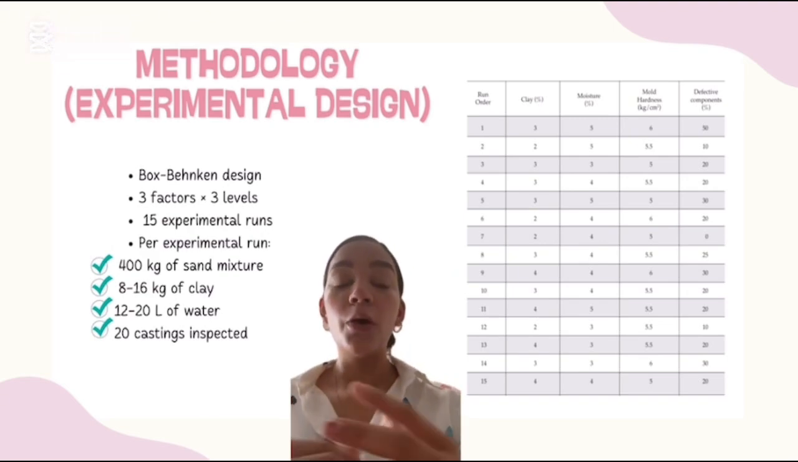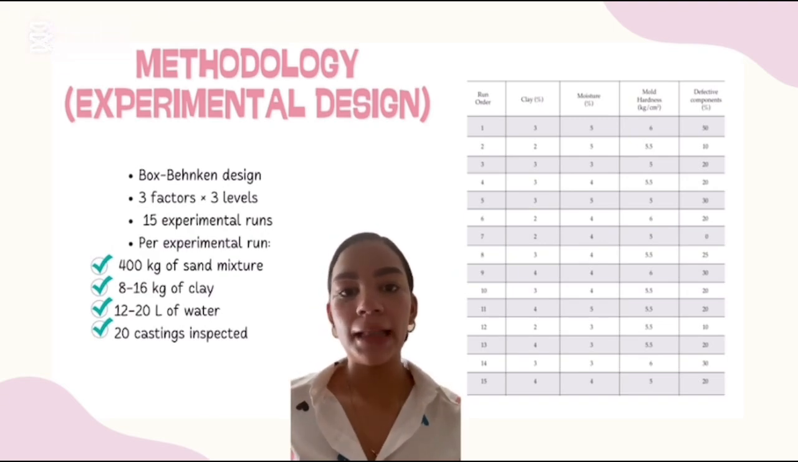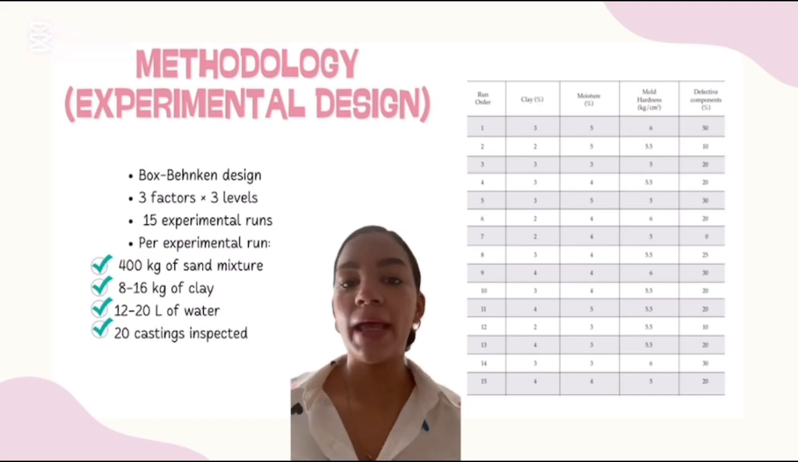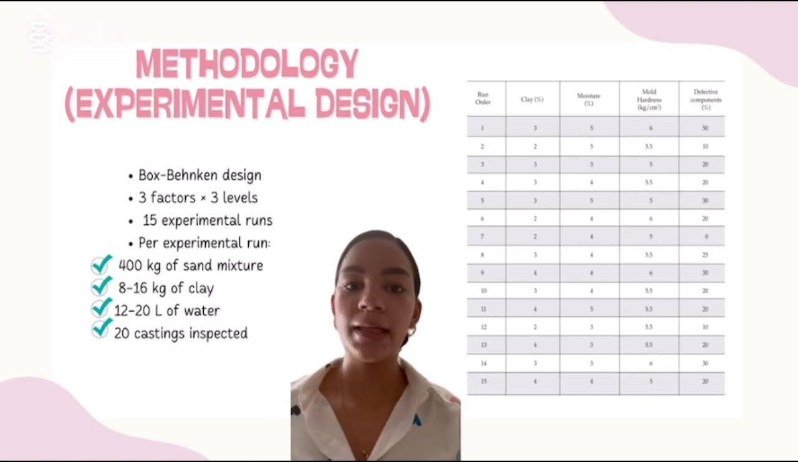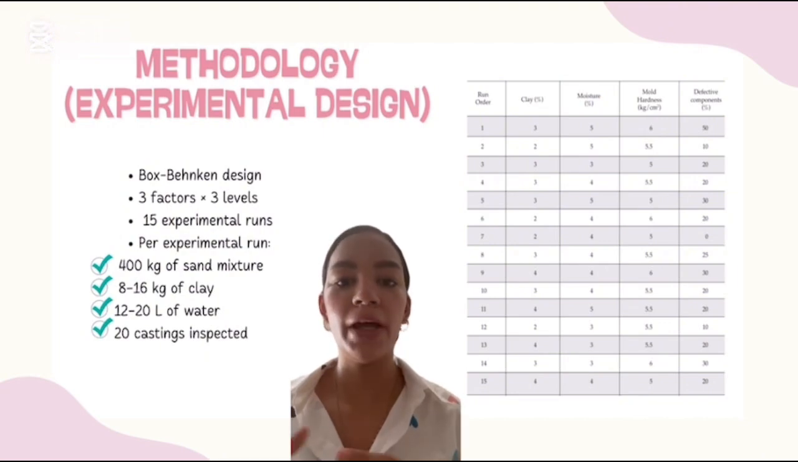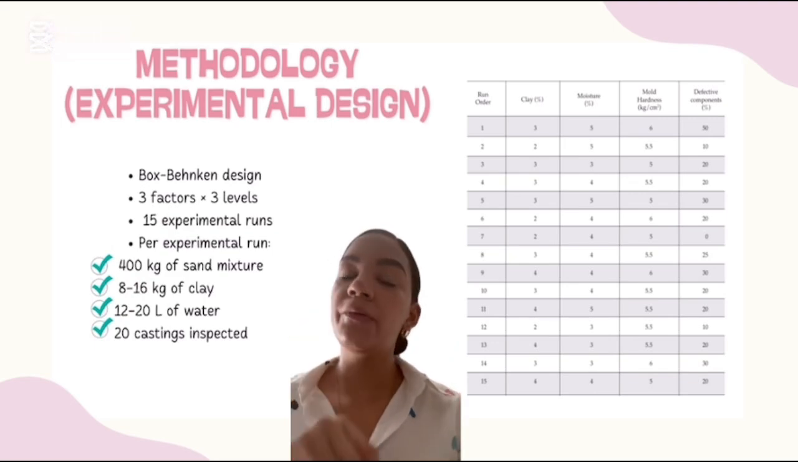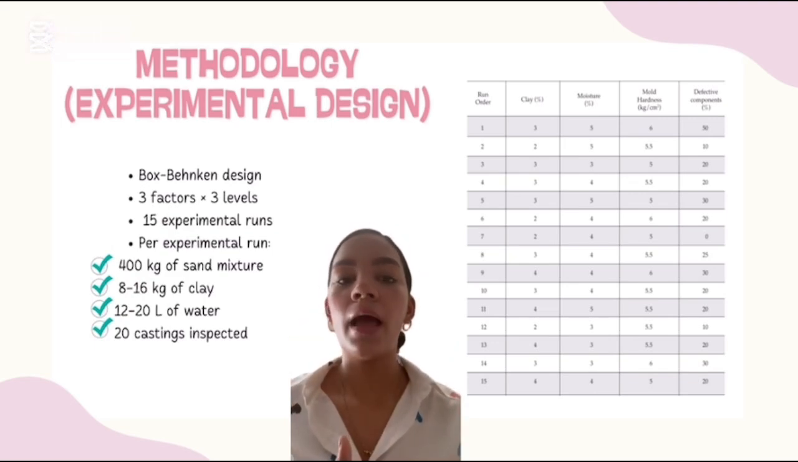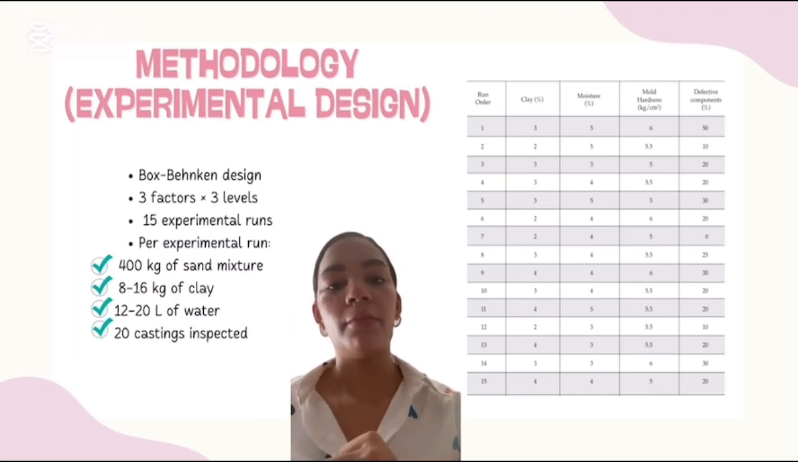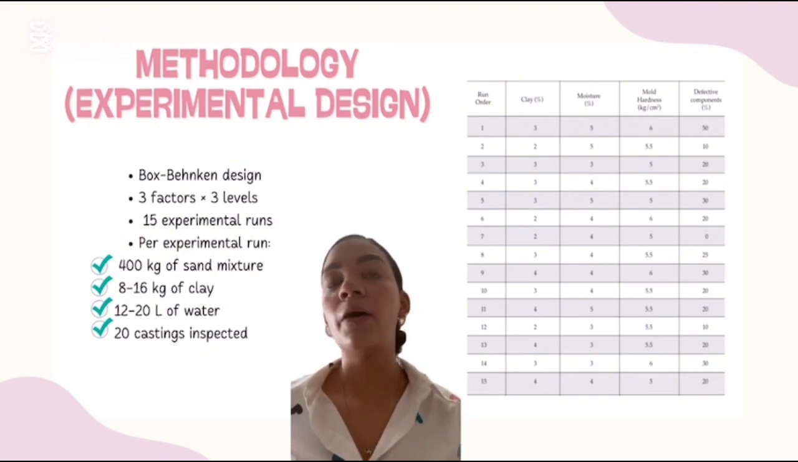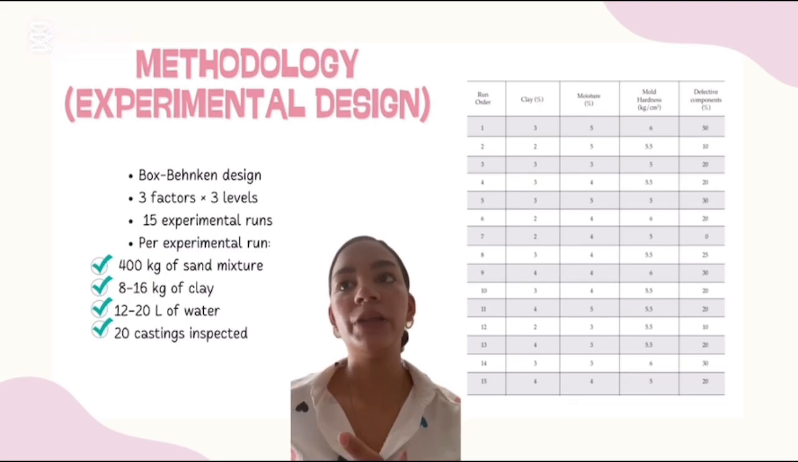So the base material, the corresponding quantities of clay and water, was defined at the experimental level. It was established for each factor between 8 and 16 kilograms of clay and between 12 and 20 liters of water. The researcher also controlled the mold hardness, maintaining it within the acceptable range recommended by foundry practice.